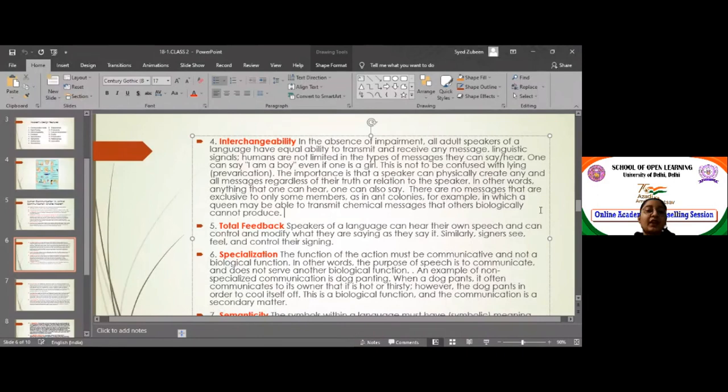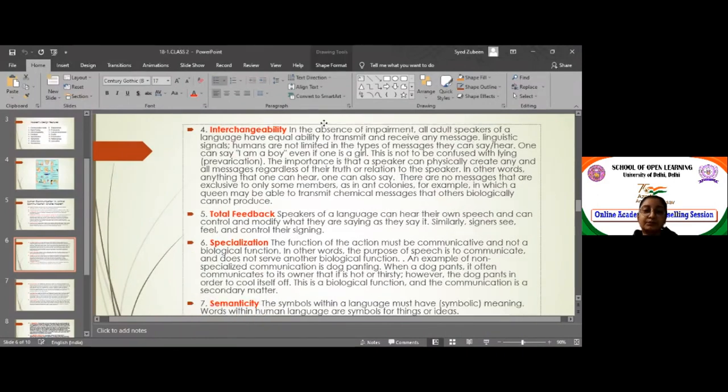All right. Then we'll be looking at specialization. Specialization: the function of the action must be communicative and not a biological function. In other words, the purpose of speech is to communicate and does not serve any biological need or function.